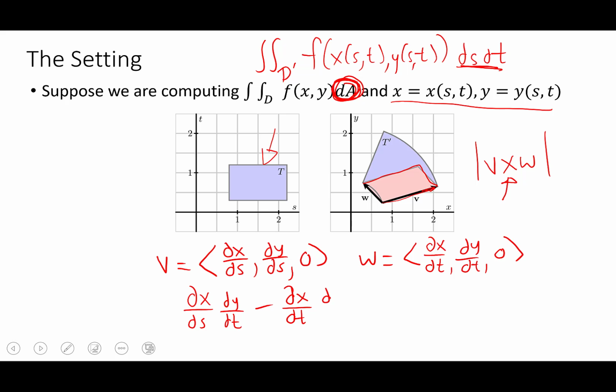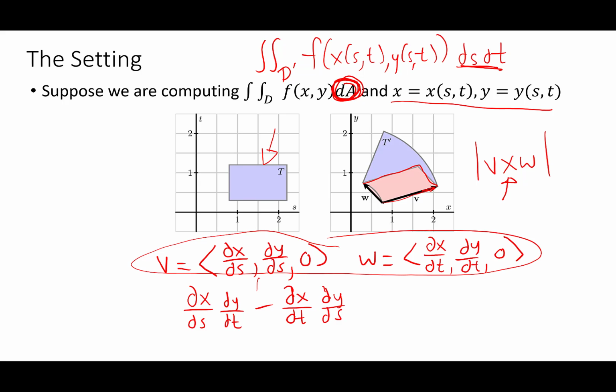dx dt, dy ds. And if you're not convinced of that, just take the cross product of these two vectors and you'll get this quantity. Take the length, and you'll see that you get this.